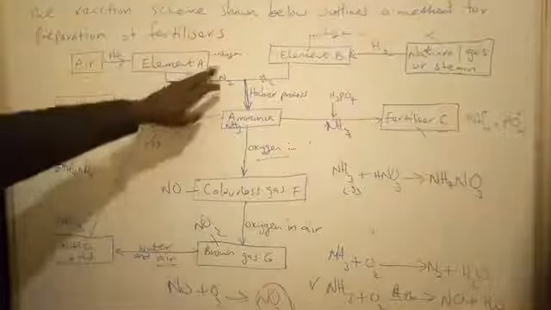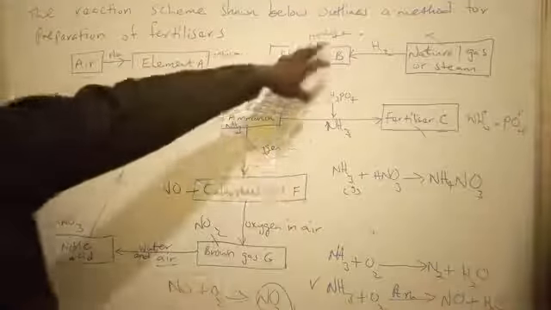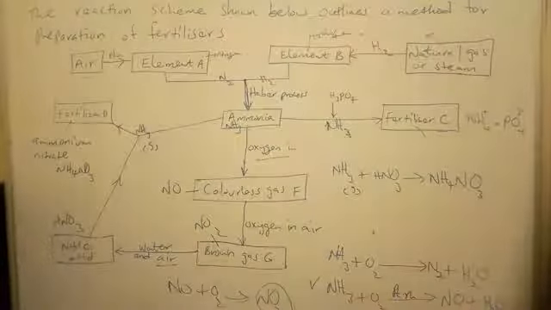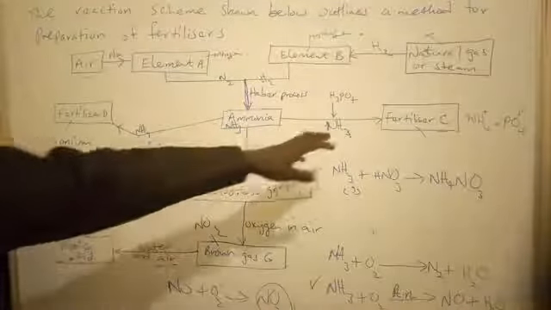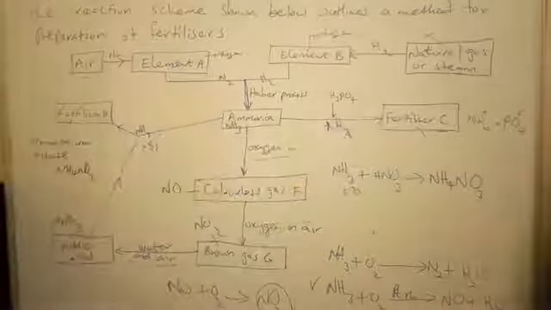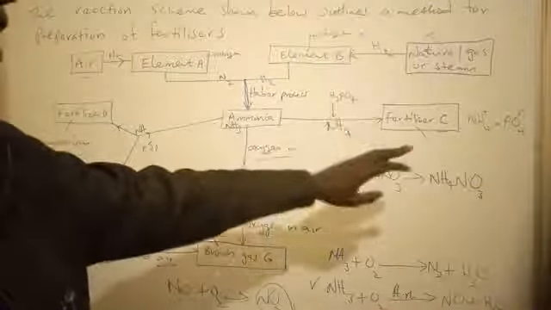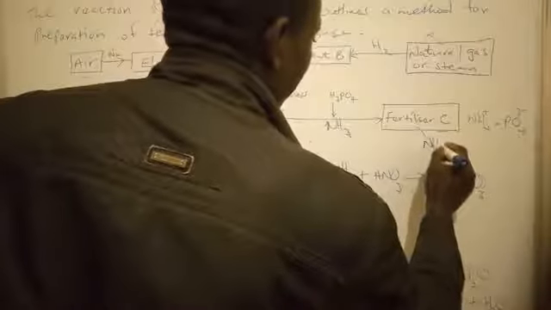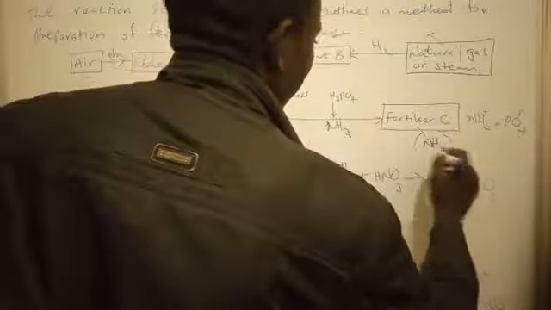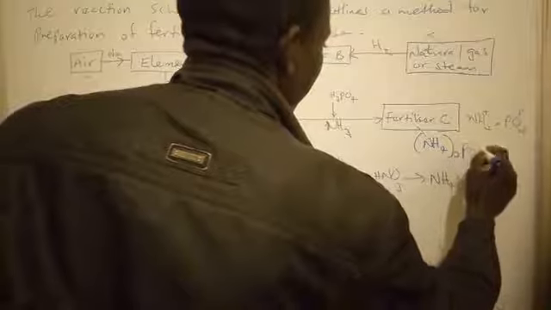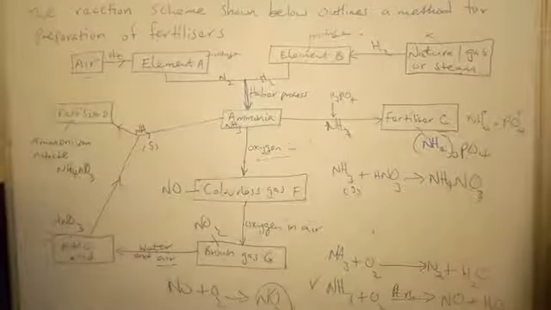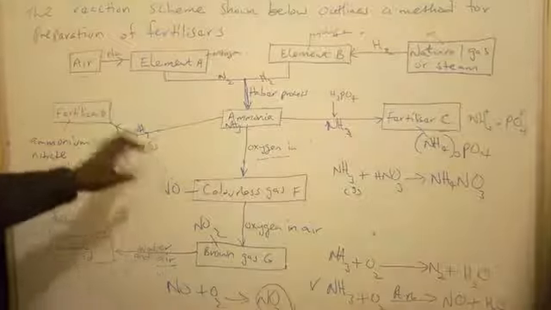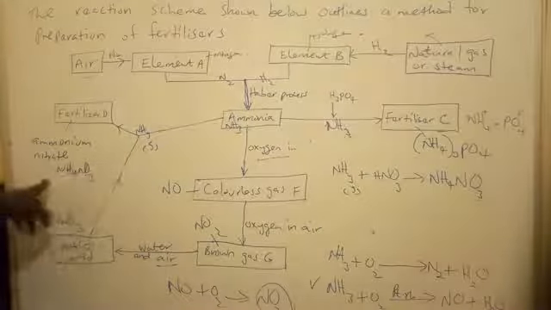What is element A? Nitrogen. Element B? Hydrogen. What is fertilizer C? We had said that when ammonia and phosphoric acid react, we end up forming ammonium phosphate, and ammonium phosphate is (NH4)3PO4. Where is D? Fertilizer D is ammonium nitrate. This is the symbol.